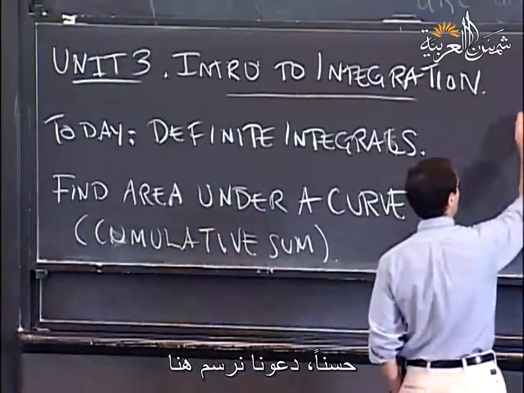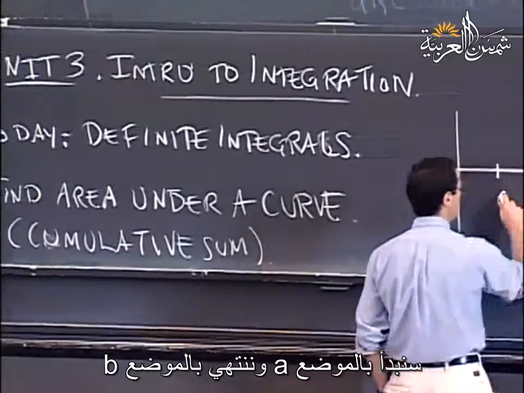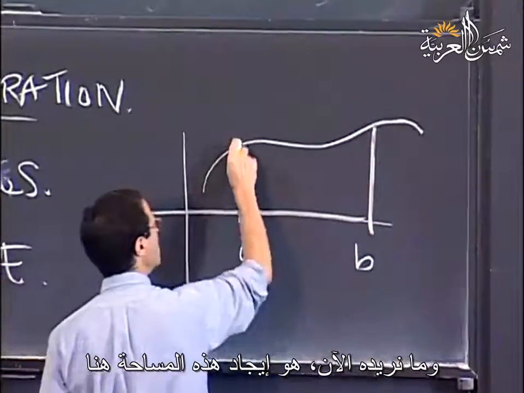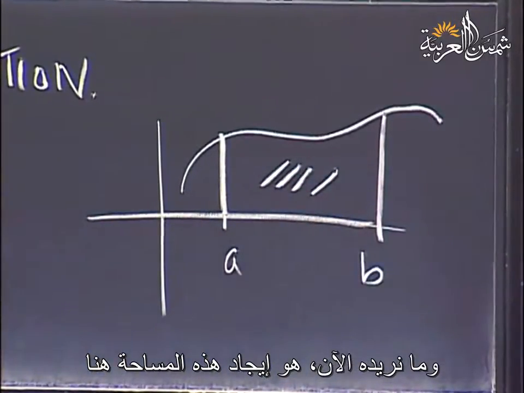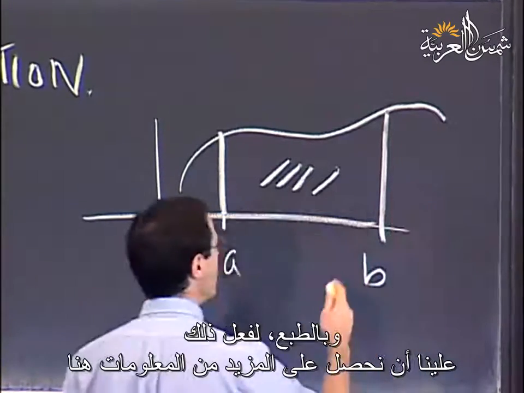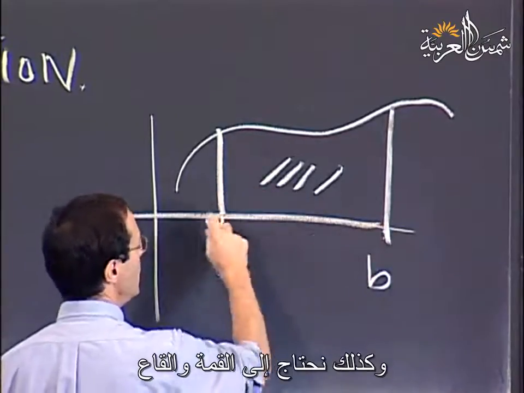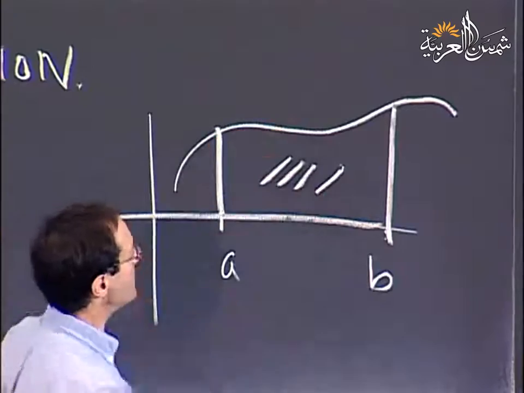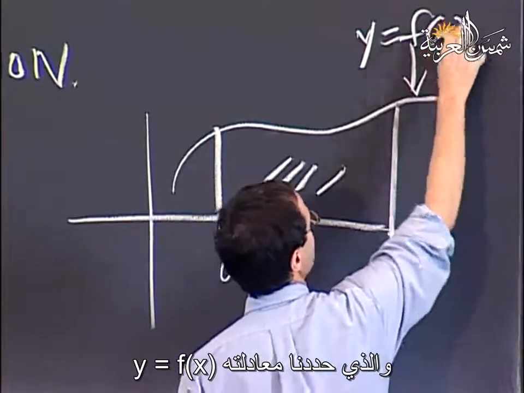Now, let's draw a picture here. I'll start at a place A and end at a place B, and I have some curve here. And what I have in mind is to find this area here. And, of course, in order to do that, I need more information than just where we start and where we end. I also need the bottom and the top. By convention, the bottom is the x-axis, and the top is the curve that we've specified, which is y equals f of x.